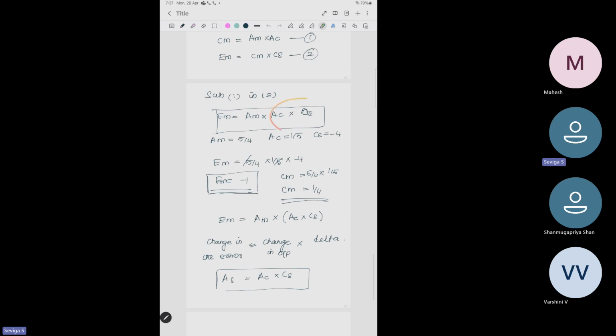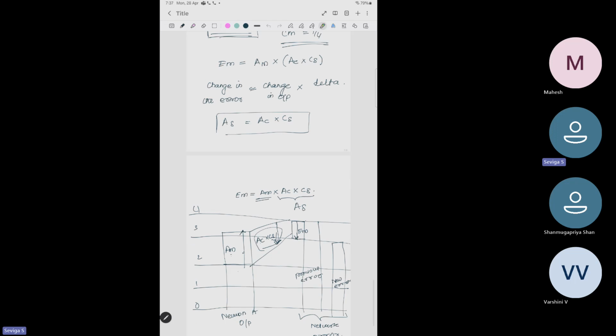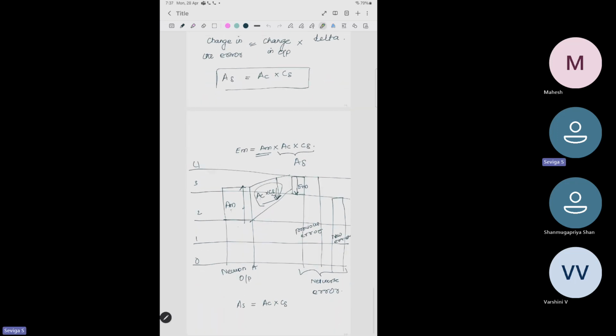A delta is nothing but AC into C delta. So we literally skipped the C neuron from the picture and then we calculated the total error contribution from AM. So AM into AC into C delta is EM. So this is AM into A delta is equal to EM, in other words. So we did a simple math and we found out this one.